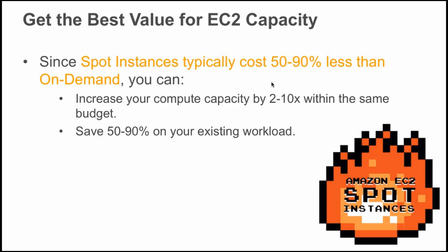The second is if you don't have a need for additional compute capacity, you're happy with the capacity that you're currently using, you can simply switch to spot instances and see an immediate impact in your savings, saving anywhere from 50 to 90% on your existing workload. Many customers will do a combination of both.